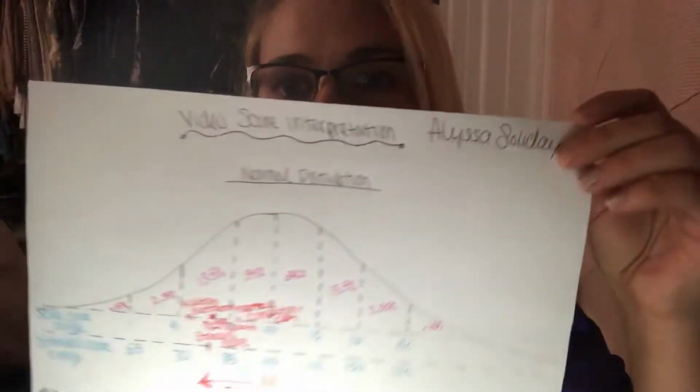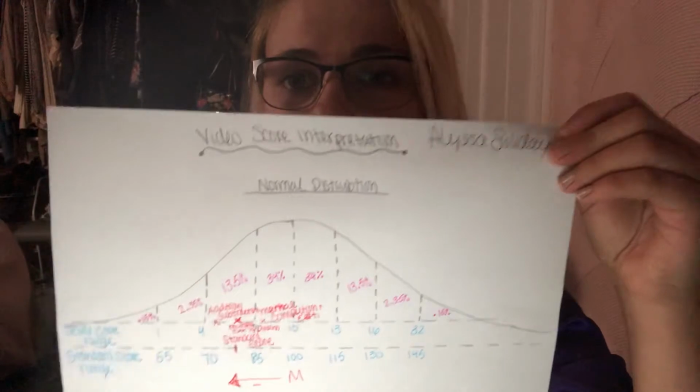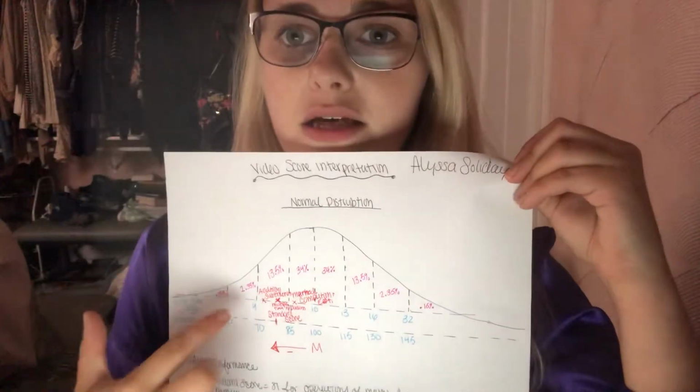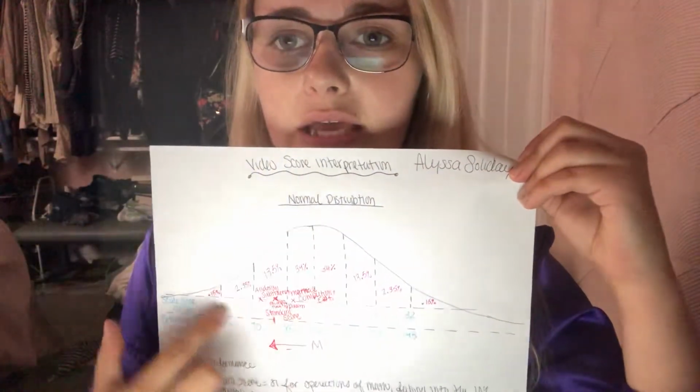So we are looking at different ranges of a student's test score to see where they fall on a normal distribution or bell-shaped curve. This is what I drew. I labeled each percentage to see where they're landing and how they're doing compared to the average.